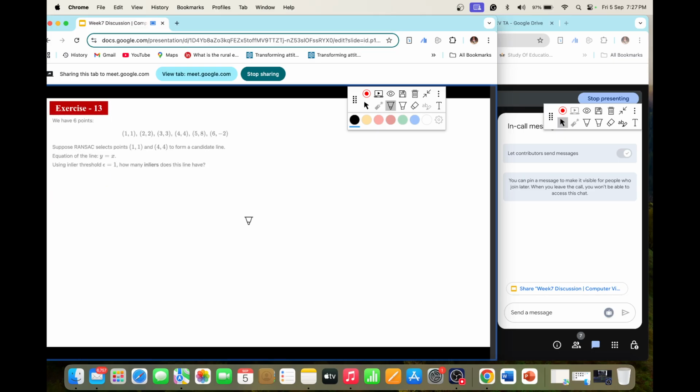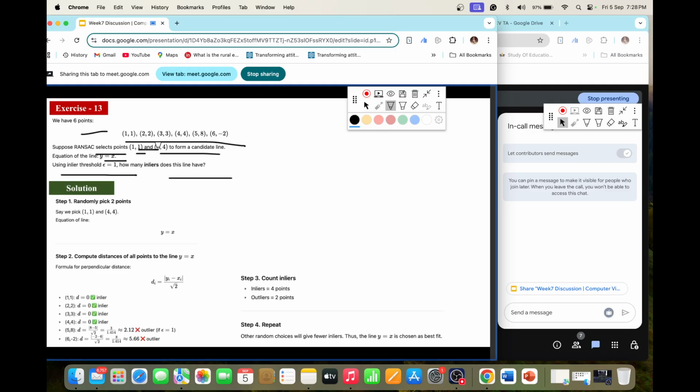So let's solve the question by this. We have been given 6 points, so these are the 6 points. Suppose RANSAC selects (1,1) and (4,4) to form a candidate line. So the equation of the line is y equals x. Using inlier threshold sigma equals 1, how many inliers does this line have? So how will we solve this?